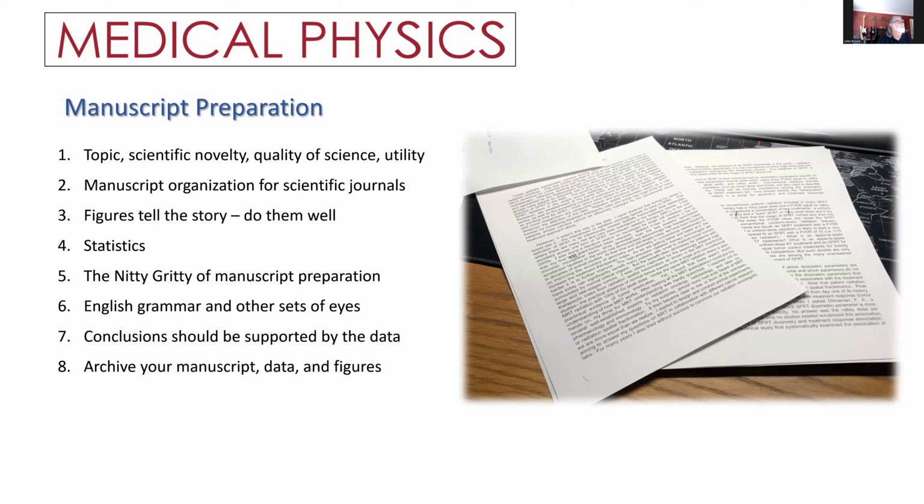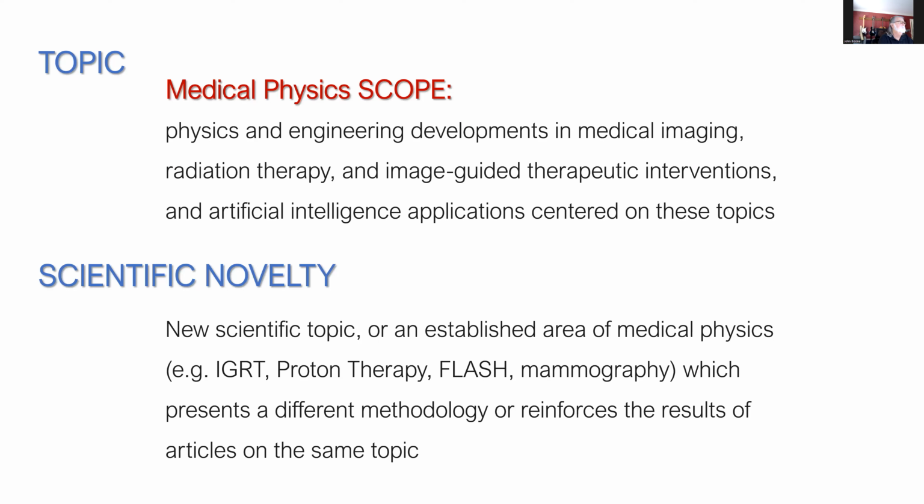So manuscript preparation, here's the organization of my presentation, and we'll just get started with the topics in scientific novelty, quality of science, and the like. So the topic, of course, Medical Physics, the journal has a scope, and the best way to get an understanding of that scope is to read some articles in Medical Physics and see if those articles are consistent with the article that you plan on submitting.